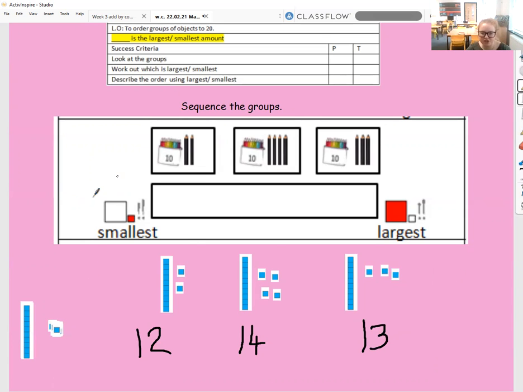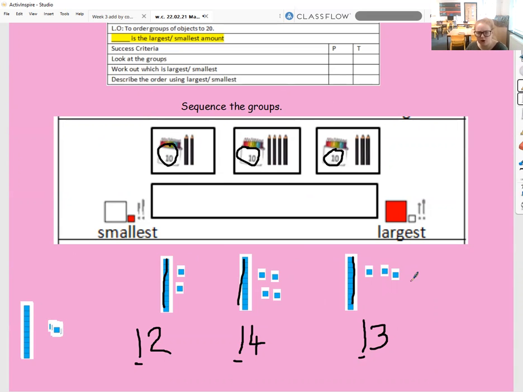Now we want to know which is the smallest and which is the largest. So let's look at our 3 amounts. Well, we can see they've all got 1 ten. So they all have the same amount of tens. So now we need to look at the ones. So this one has 2 ones, this one has 4 ones, and this one has 3 ones.